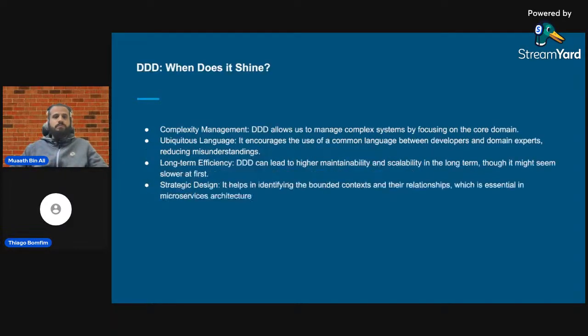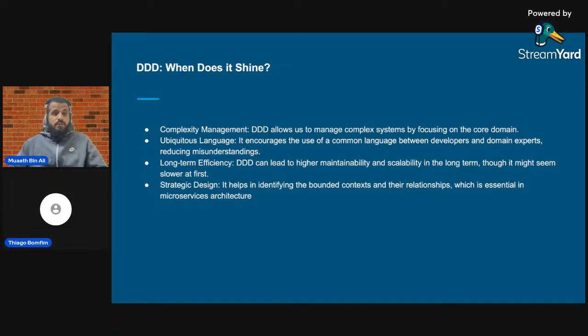So somebody might ask, okay, DDD sounds really interesting. We are trying to subdivide and solve the problems. We're trying to shift our minds from technical to business-oriented thinking. But when are we going to use this?